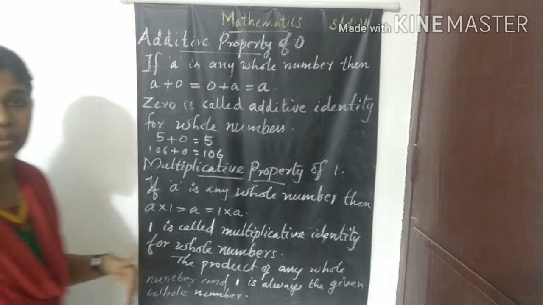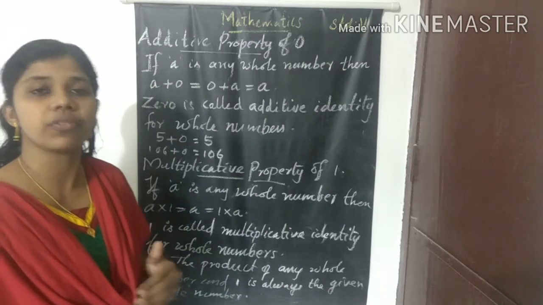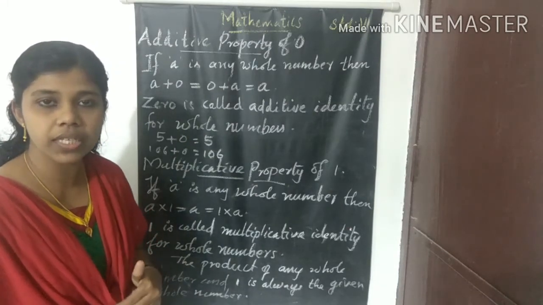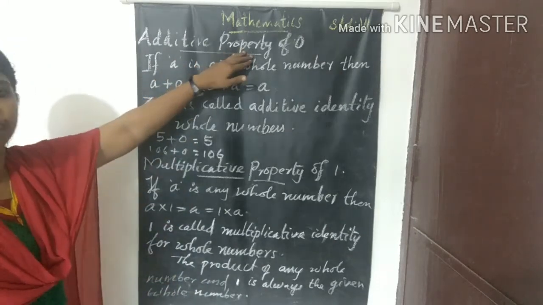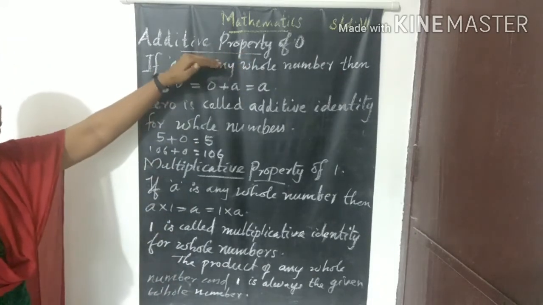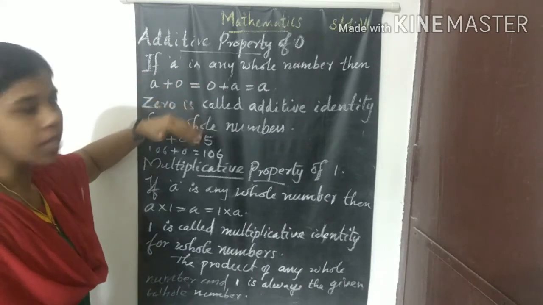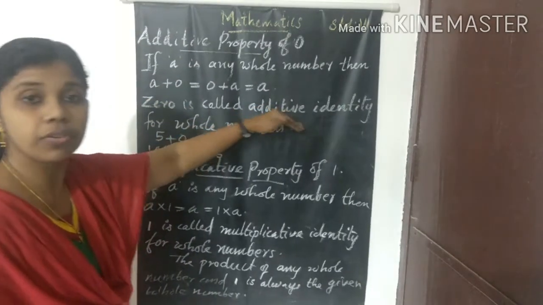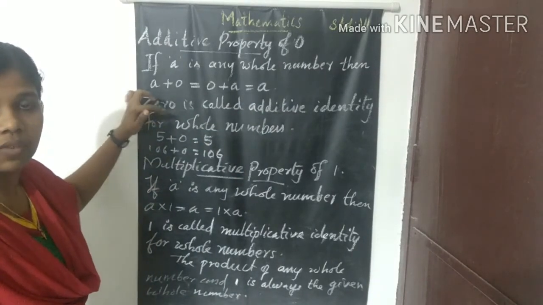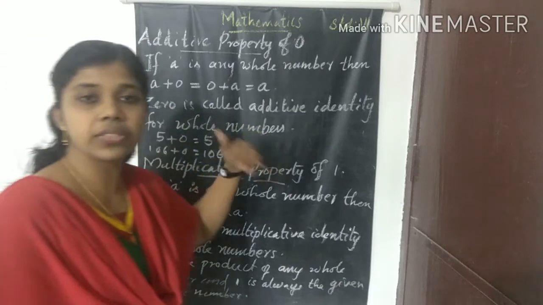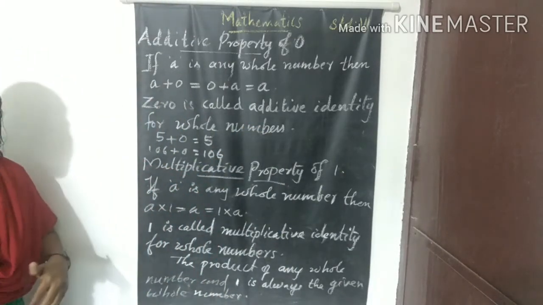This is a one word question: what is called the additive identity for whole numbers? Answer is 0. Let me make it clear. Additive property of 0. Here remember, the additive identity for whole numbers is 0. That means when we add 0 and any whole number, we always get that same number.